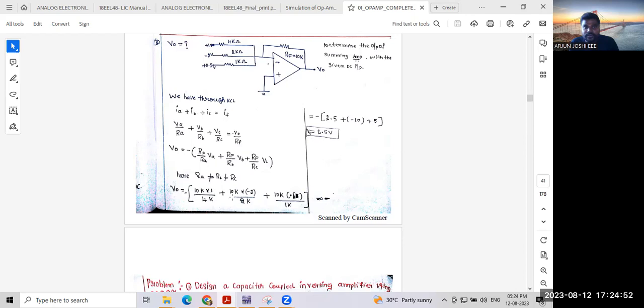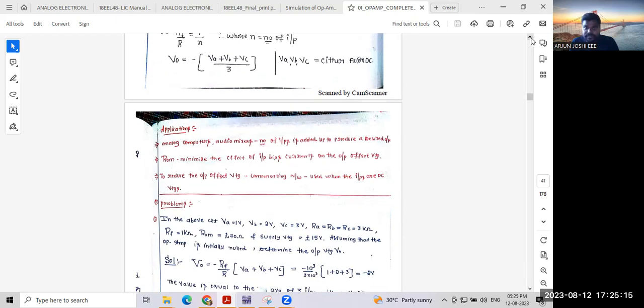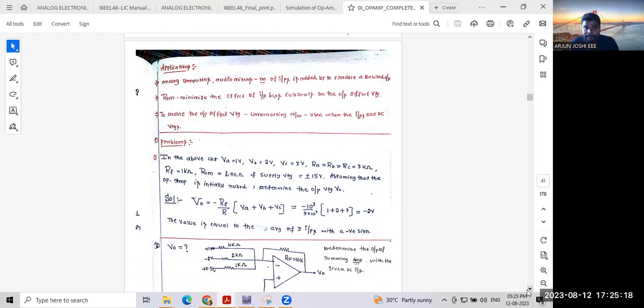VA is 1 volt, plus 10 kilo ohm RF into minus 2 divided by 2K, plus 10K divided by 1K into 0.5 volt. You need to solve this one, and you will get 2.5. This is how I solve the equation with the help of different formulas. You can concentrate on this problem only. It's very simple.